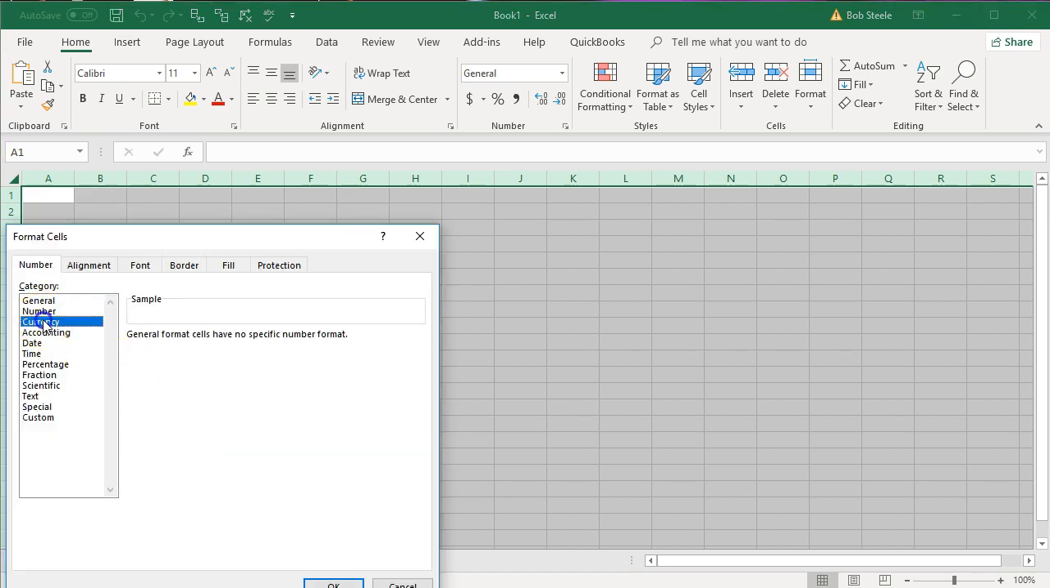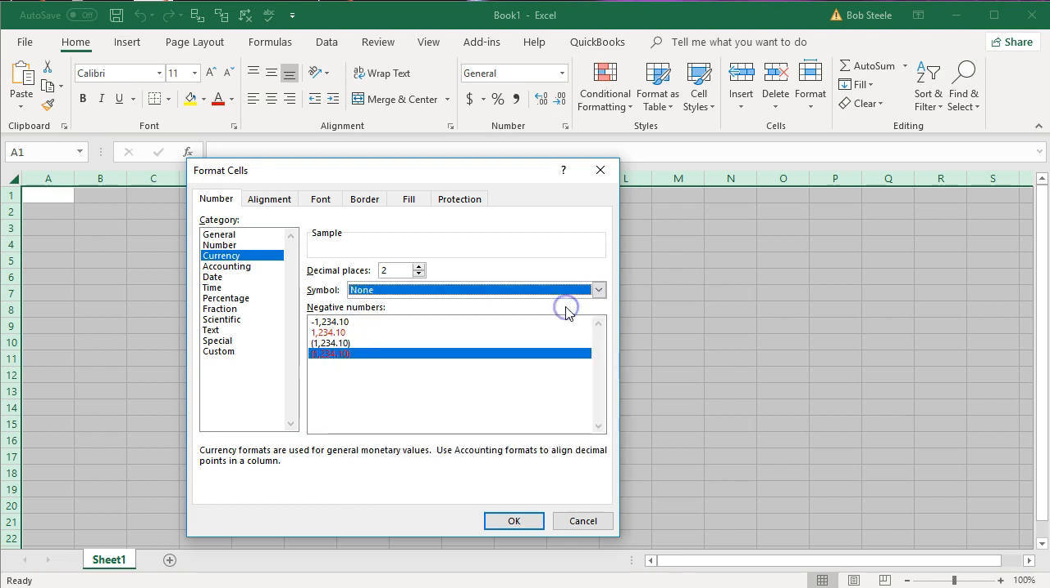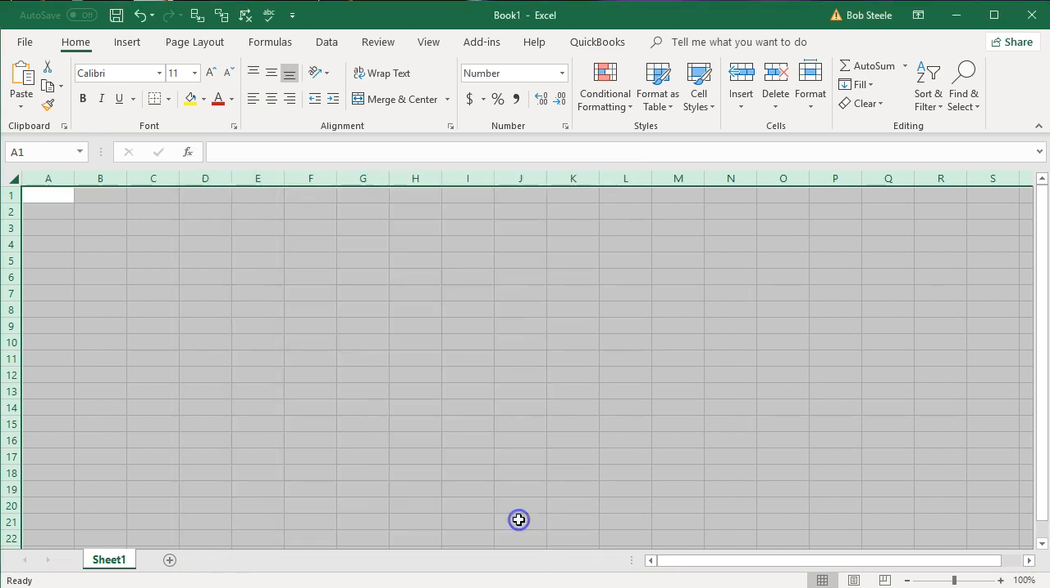I usually make it currency, and I'm going to make the negatives have color and the brackets. I'm going to remove the dollar sign. I don't need the dollar sign everywhere. And we could even remove the pennies if we so choose. I'm going to keep them for now as we enter the data and maybe get rid of them later. So I'm going to say OK.